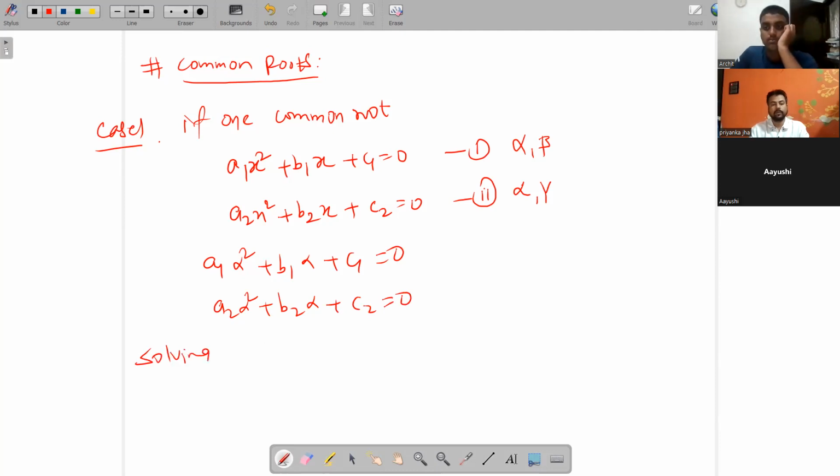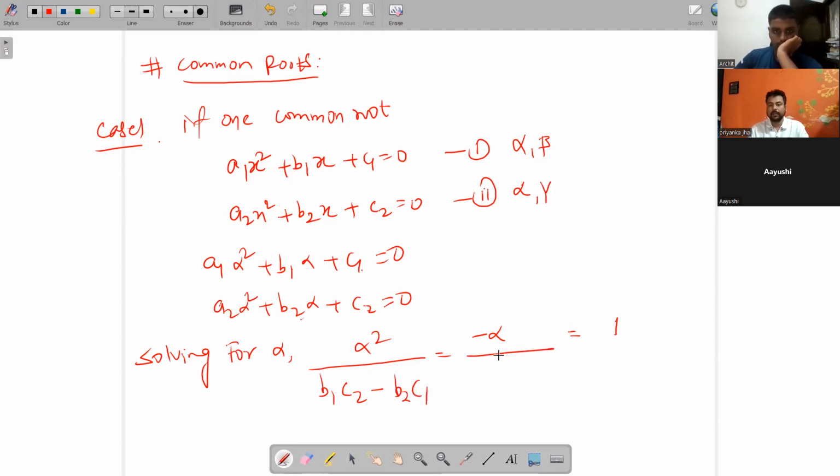Now solving for alpha. How will you solve this? There is a unique way to solve this. You must have studied about this in lower grades, like class 9, class 10. So alpha squared, here it is alpha, so just put minus alpha, and this is the constant term, so just put 1. Equal to: in the denominator of alpha squared, hide the coefficient of alpha squared and write b1 c2 minus b2 c1, left to right.